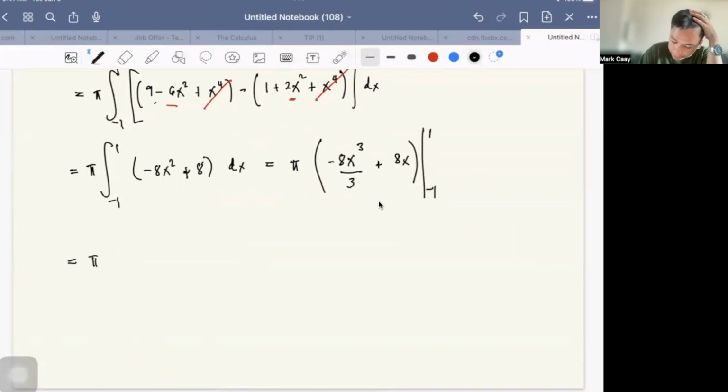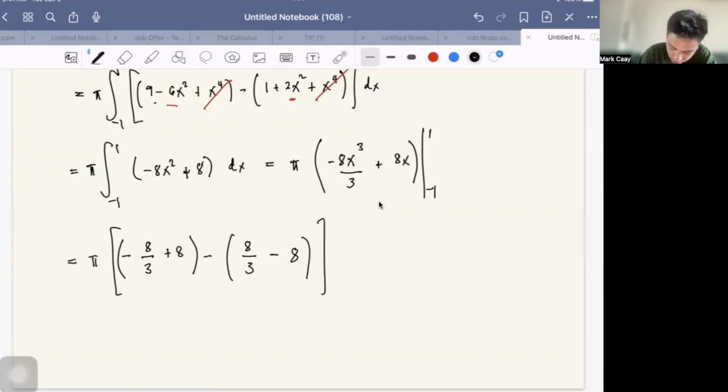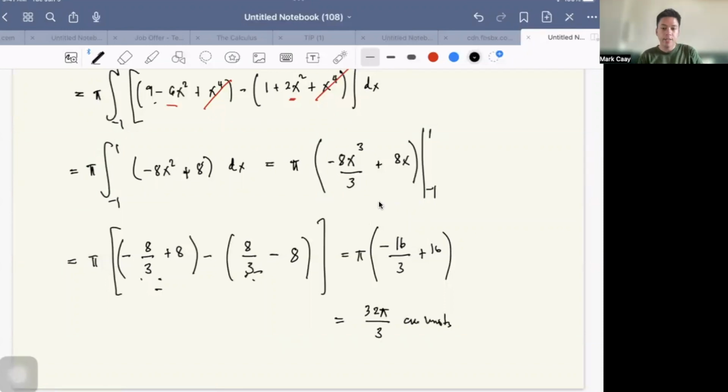So finally, we have pi times, unahin natin yung 1. So we have negative 8 over 3 plus 8. Yan. Minus, negative 1 na tayo. So magiging 8 over 3. Tama ba? Okay. Minus 8. Tama, no? So this becomes, ito makakancel to. Ay, hindi makakancel kasi parehong negative, no? So I have pi times negative 16 over 3. Mag-a-add tayo dyan. That becomes negative 16 over 3 plus 16. Review nyo yung arithmetic nyo. Basta yung nakukuha ko dito is 32 pi over 3 cubic units. Yan. So that's it. So if you have any question or clarification, please let me know.